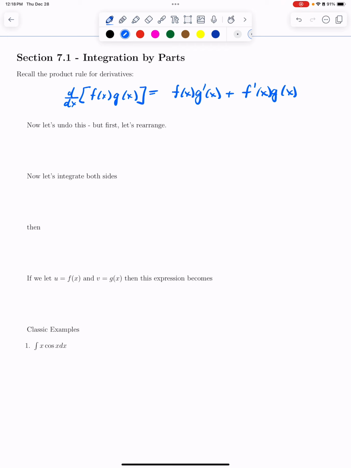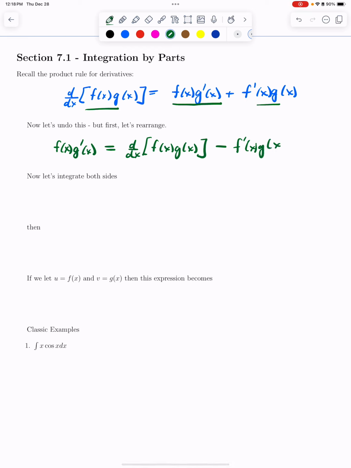All right. We are going to eventually work backwards, but first we're going to solve for that piece. So we're going to just rearrange. So f of x g prime of x is equal to this side, the derivative of that product, f times g of x, minus this piece, f prime of x g of x. So all we did was solve for this, moved that over, and wrote it in the opposite order.